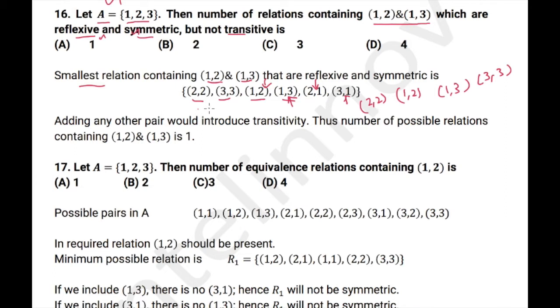So you might be thinking, why haven't we included (1, 1)? If I include (1, 1) here, I have (1, 2) and (2, 1), and from (1, 2) and (2, 1) we will get (1, 1), which introduces transitivity here. But we don't want transitive, and hence this is the minimum possible relation that meets the given conditions, and the number of possible relations containing (1, 2) and (1, 3) satisfying the above conditions, that is reflexive and symmetric, is 1.